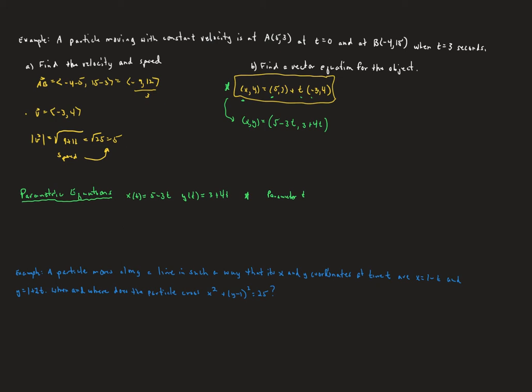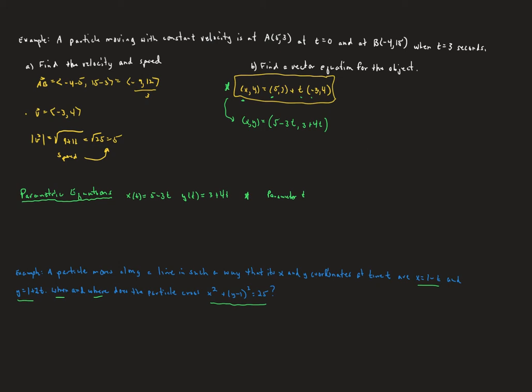So let's see an example here. We have a particle that moves along a line in such a way that its x and y coordinates at time t are given by x equals 1 minus t and y is equal to 1 plus 2t. So these are parametric equations that we see right here. We're talking particle motion. So we can now ask the question, when and where does this particle moving on the plane intersect the path of this curve right here?